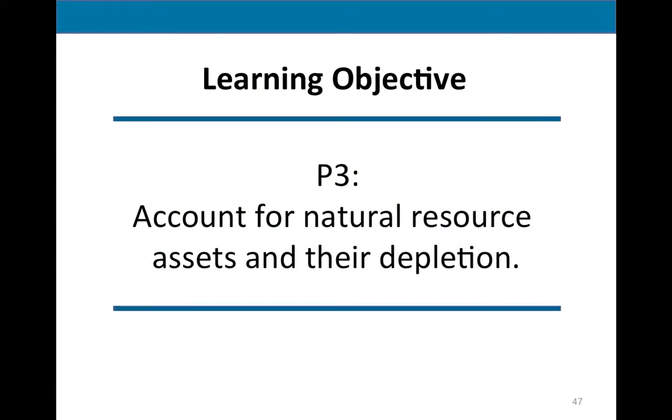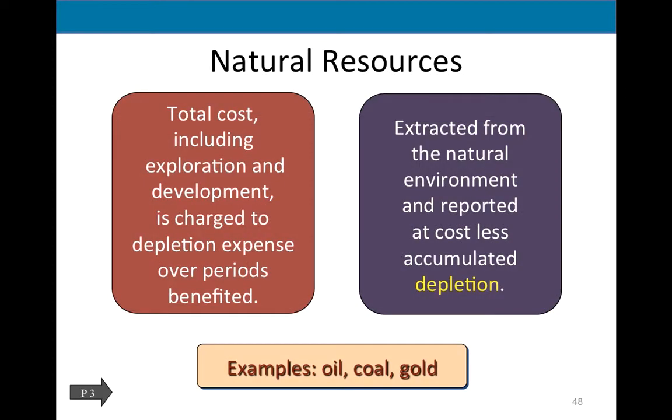Okay, we're done with the plant assets of PPE. Let's move to natural resources, right? So natural resources are extracted from the natural environment and reported at cost less accumulated depletion. These are examples. So instead of the word depreciation, we're going to use the word depletion here.